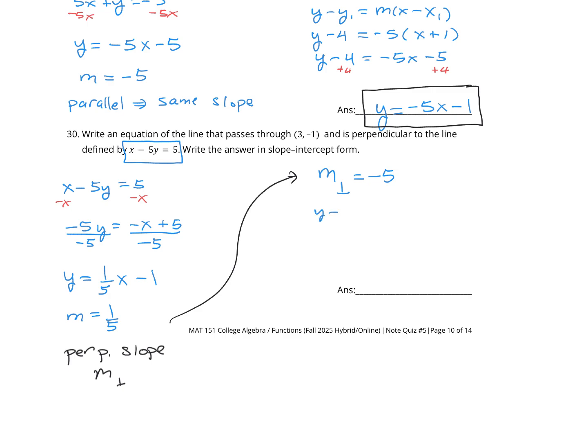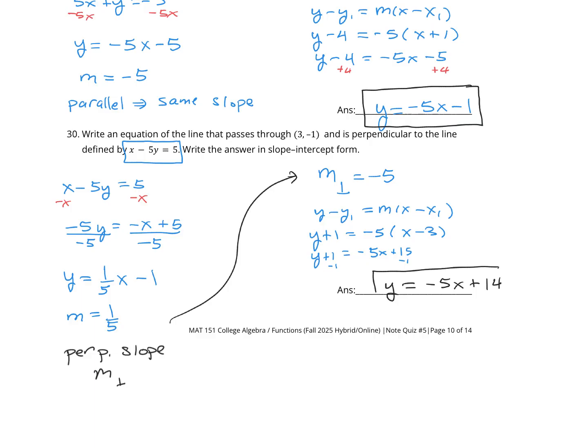So that's going to be y minus y1 equals m times x minus x1, which is y plus 1, because it's minus a negative 1, equals negative 5 times x minus 3. So y plus 1 equals negative 5x plus 15. Subtract 1, and our line is y is equal to negative 5x plus 14. And again, that is the equation for the line that is perpendicular to the other line.